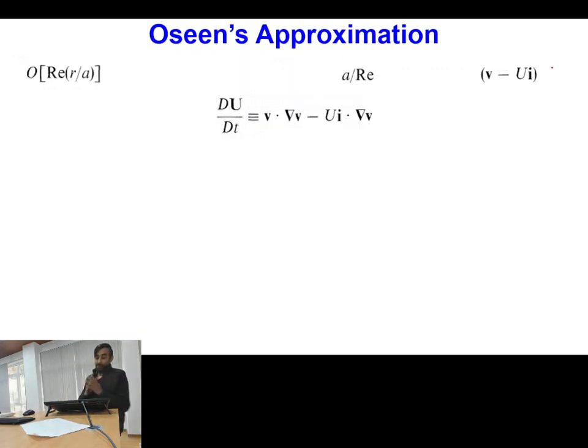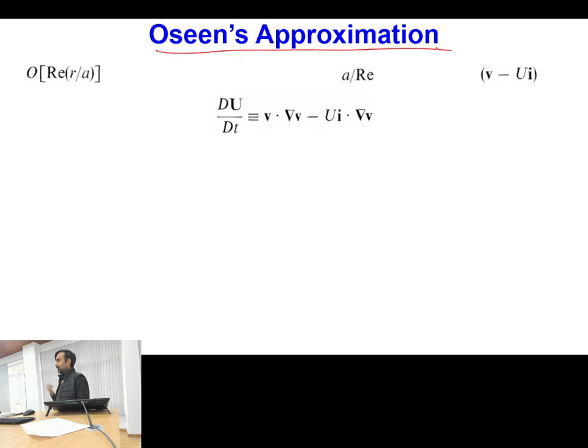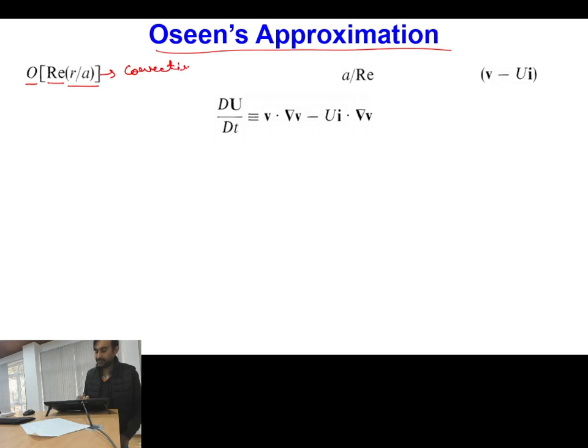Now comes one more important point, which is called Oseen's approximation. Whenever we assume inertia-free motion, the creeping flow assumption, the convective term is completely removed from our governing equations. The order of magnitude analysis tells us that the order of the neglected term is equal to the Reynolds number times r by a. So this is the order of the convective term which we have neglected. Is this clear?